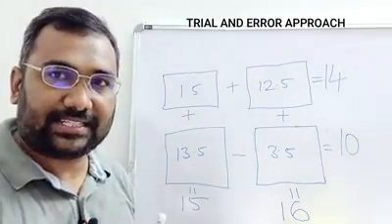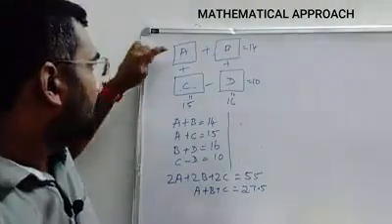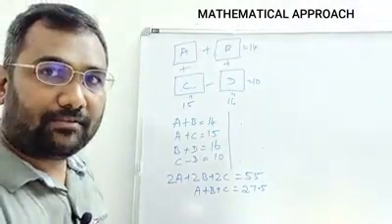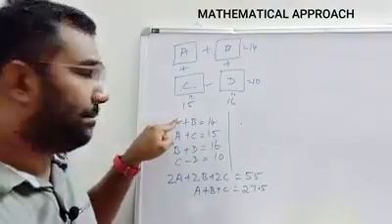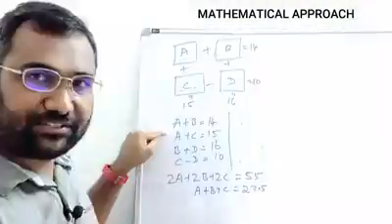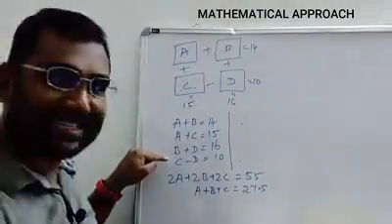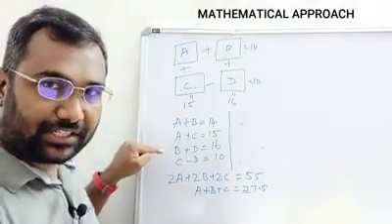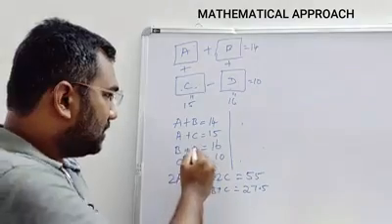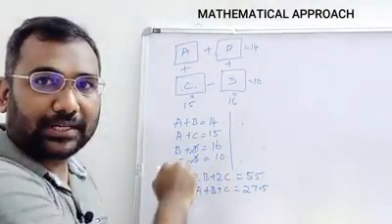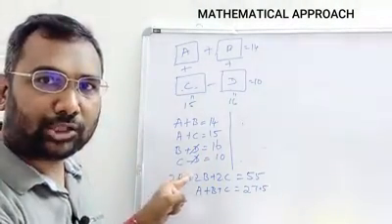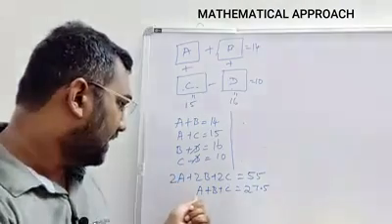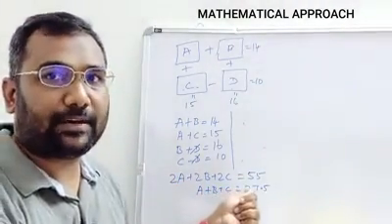And next, let's see the mathematical approach. Now, let's name the boxes as A, B, C and D. With that, let's form the equations. We know A plus B is equal to 14, A plus C is 15 and B plus D is 16, C minus D is 10. Now, let's add all those equations. When you add all those equations, you have plus D and minus D. Those will get cancelled and you will get 2A plus 2B plus 2C is equal to 55. And if you simplify that, you will get A plus B plus C is equal to 27.5.